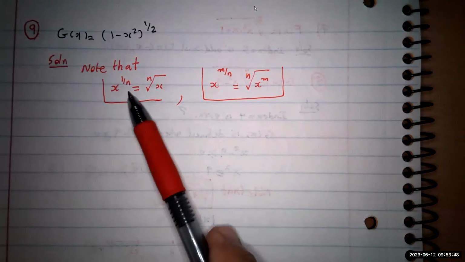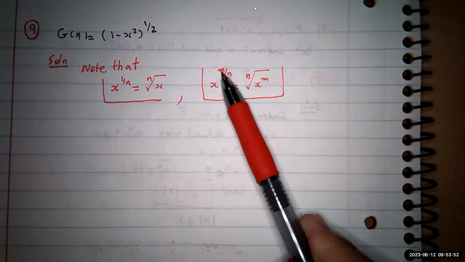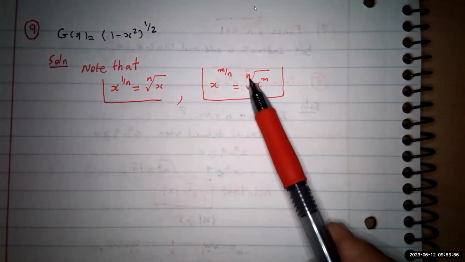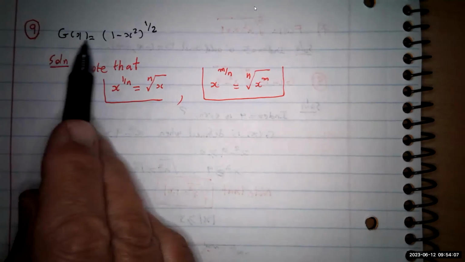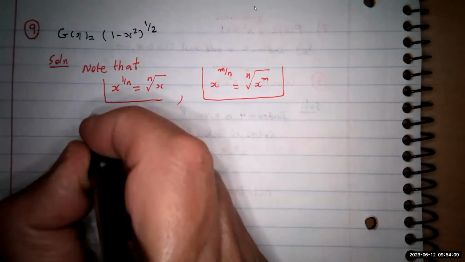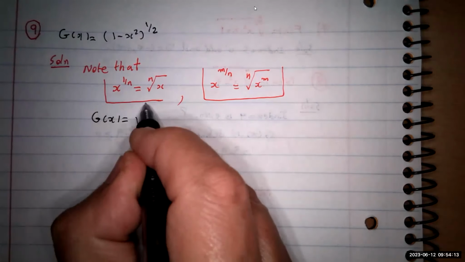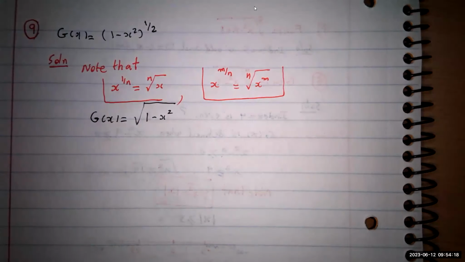Okay, x to the 1 over n is going to be the n-th root of x. X to the m over n. You see this, the denominator is always going to be the index of the radical. Again, make a record of these formulas that we're going to use. So change the function. Your g of x is going to be equal to the square root of 1 minus x squared. Okay, we change it to the radical function.